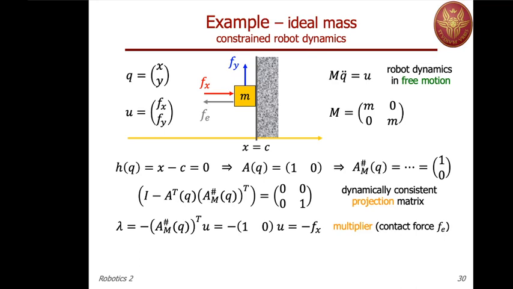Okay, so lambda in general can take both signs if we neglect the possibility of abandoning the contact. Indeed, this possibility is there if we abandon the contact, and this happens if we are in contact and we now apply an f of x which is negative, then the whole constrained robot dynamics will vanish and we recover the situation of the robot dynamics in free motion, so simply M q double dot equal u.